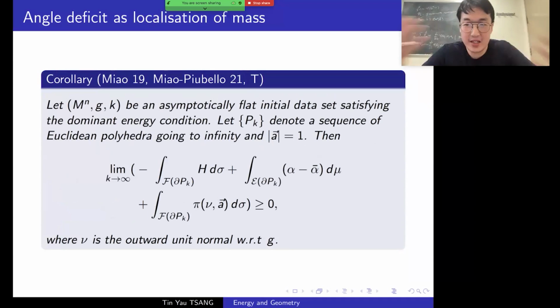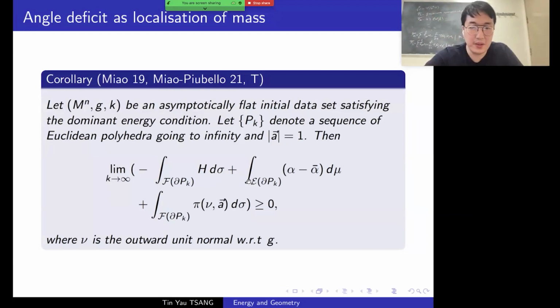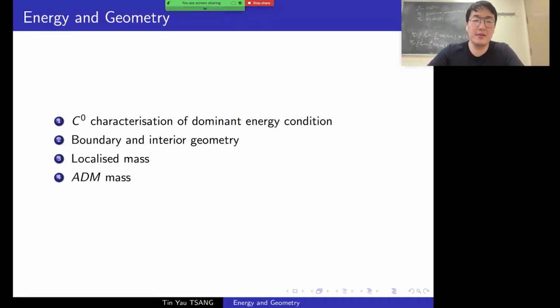Actually, we can consider the initial data scenario. So if we assume that the asymptotically flat initial data set satisfies the dominant energy condition, and this time let P_k be a sequence of Euclidean polyhedra going to infinity, with the norm of A being 1, then we have the following formula, which is that the limit of such integrals would be non-negative. And this is done by the positive mass theorem because the dominant energy condition is satisfied. And this will actually converge to E minus P. Yeah, so it's a direct generalization of Miao's result and Miao-Piubello's result.